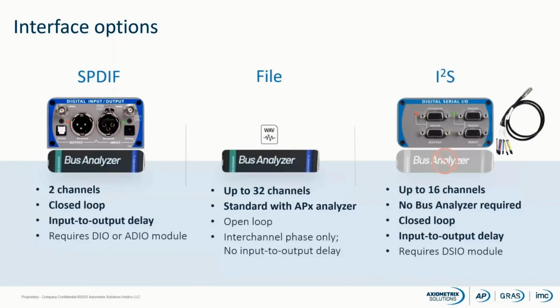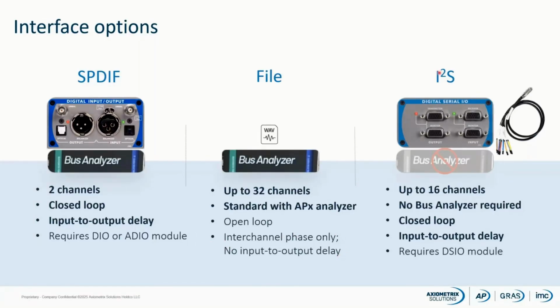So to summarize, there are 3 ways of interfacing with an A2B device. SpeedIF supports 2 channels and allows for closed-loop operation, which, as I mentioned, enables the possibility of measuring input-to-output delay. File supports up to 32 channels. It comes standard with all of our analyzers, but it's open loop, and so you can measure inter-channel phase, but you can't measure the input-to-output delay.